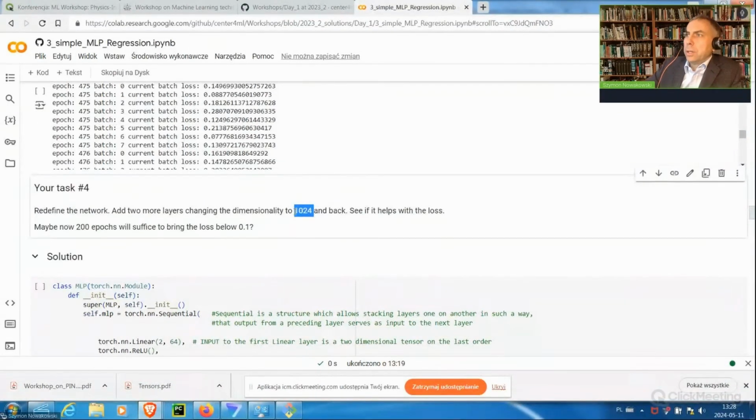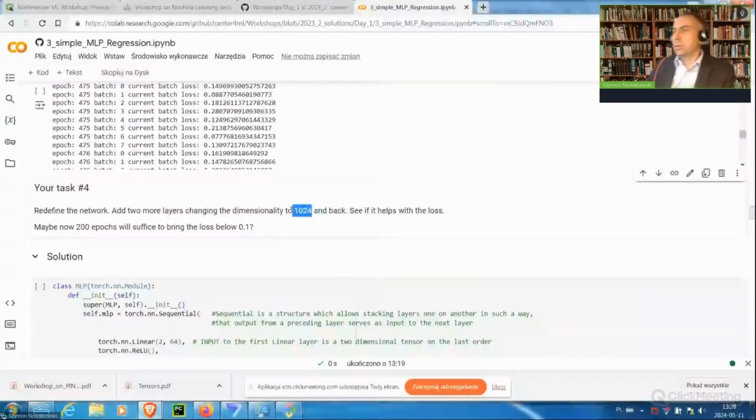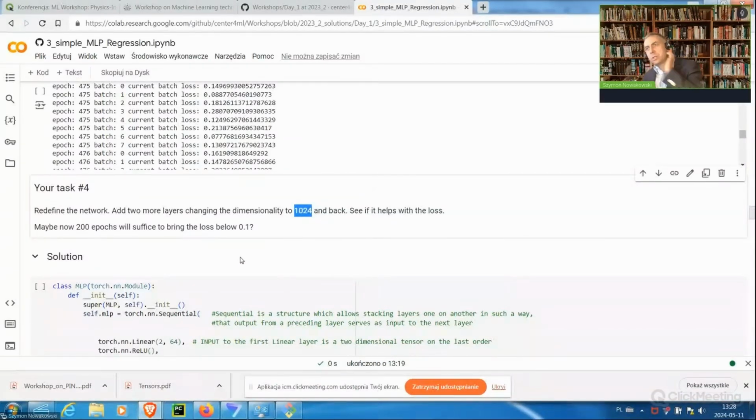1024. Why do I use the powers of 2? I don't know. Probably it is easier to fit such structures into GPUs, which also have all the dimensions expressed as powers of 2. I don't think that it is very crucial, but it is just a common way to do it.